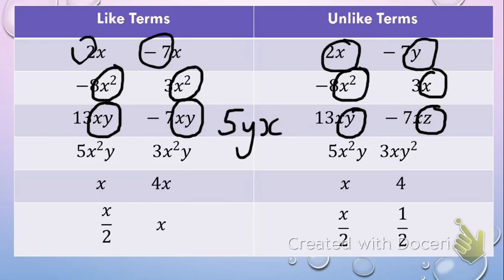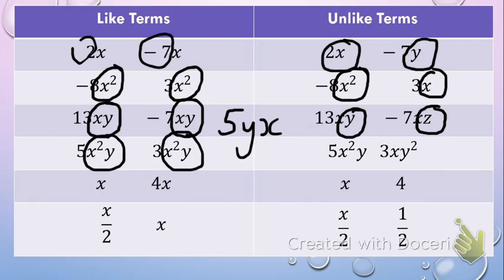Okay, now we need to be a bit careful when we get the ones raised to the powers. So we have 5x squared y, 3x squared y. So we have x squared y as our variables, x squared y. They are identical. So 5x squared y and 3x squared y are like terms.